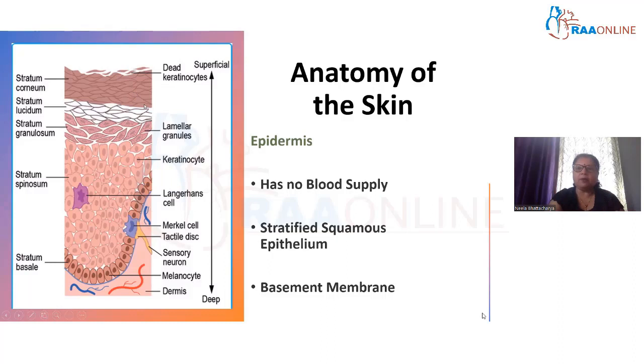So what we should know about the epidermis? That it has no blood supply of its own. It depends on the blood supply which comes from the dermis. The plasma diffuses into the epidermis and that is what keeps it alive. It is a stratified squamous epithelium and it is held in place by a basement membrane.